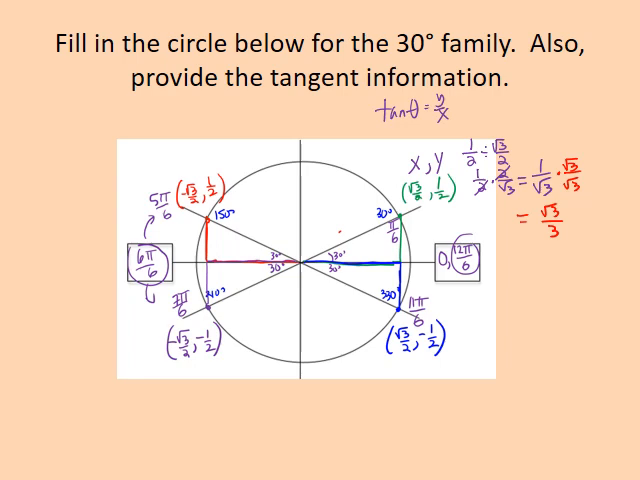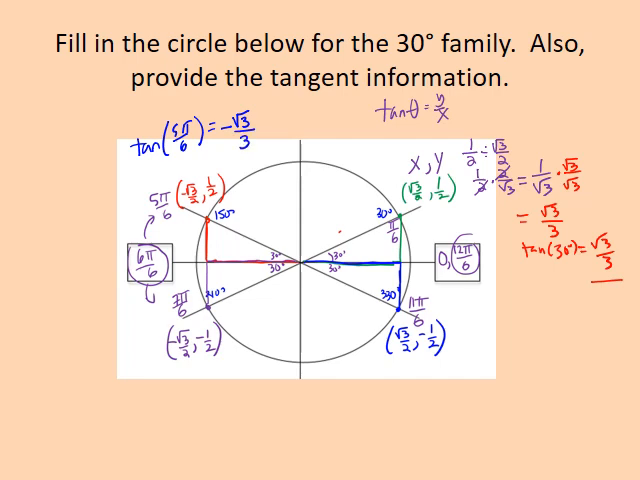So the tangent of 30 degrees is root 3 over 3, which you can see from the warm-up. Now we can use the idea of signs and fill in the tangent for the remaining angles. So the tangent of 5 pi over 6, or 150 degrees, is going to be negative root 3 over 3.